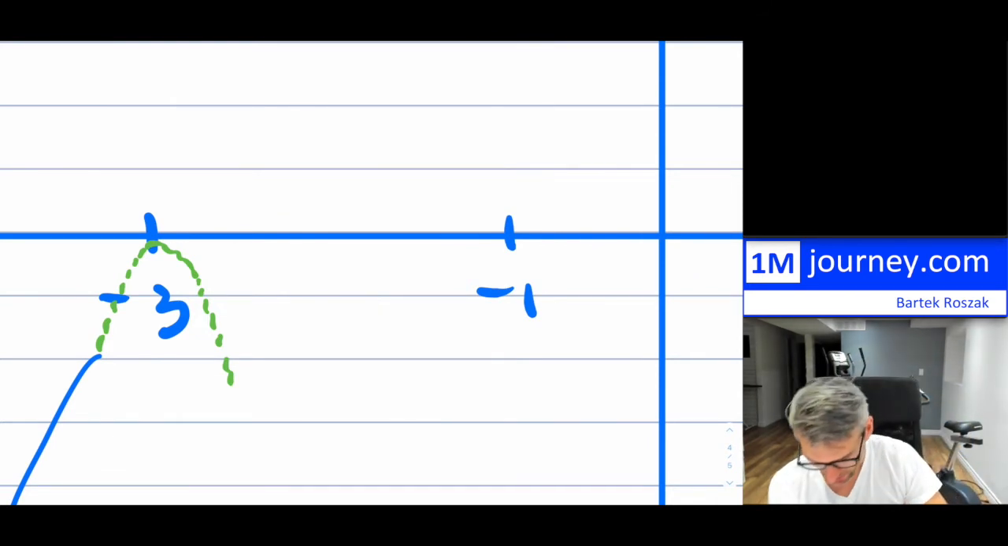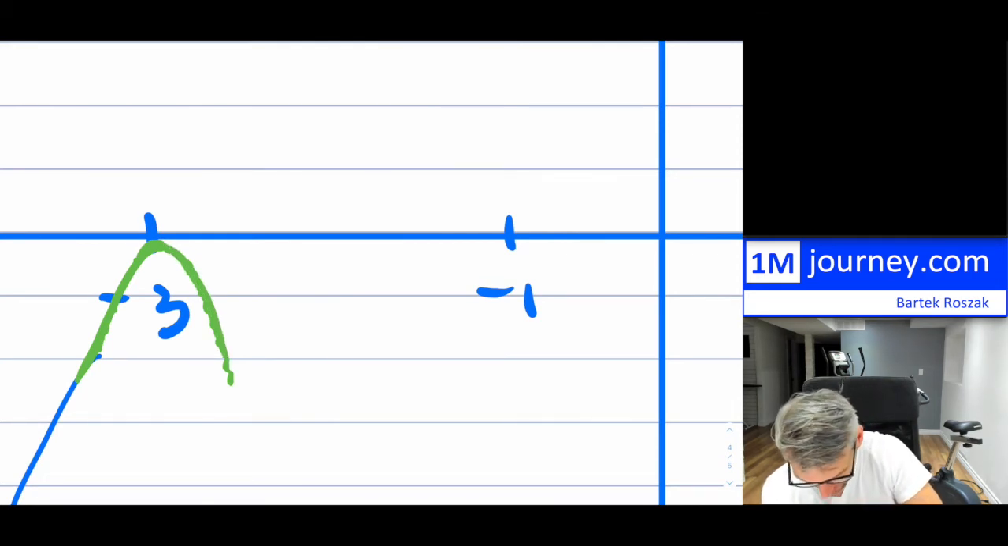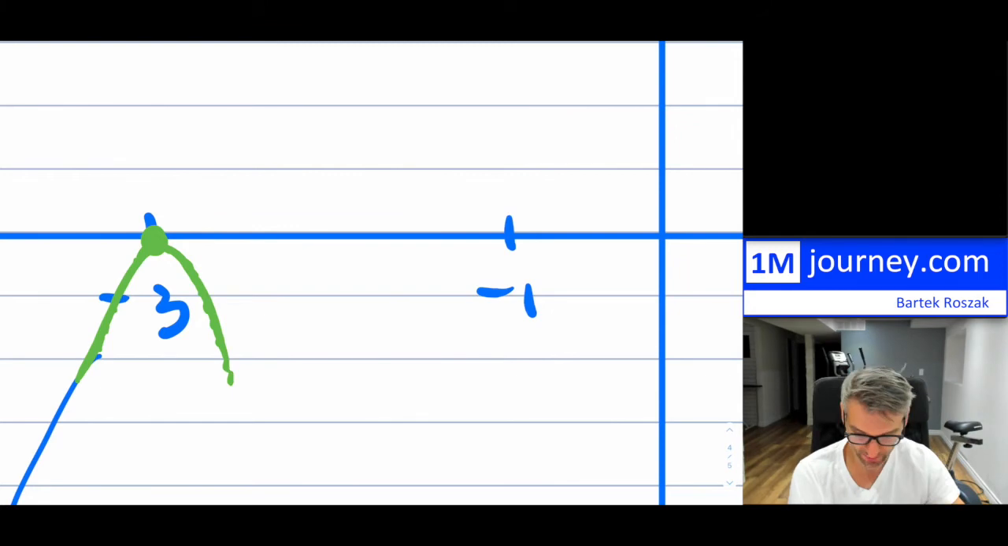All right, so that's what's going to happen. It's going to go like this and bounce off that -3. It's going to touch it, and then bounce off there. So we know that it's touching right there.